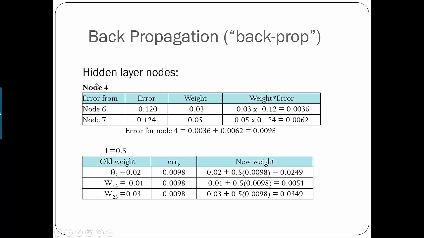And do the same for 4. You have the two errors from node 6 and 7, multiply by the corresponding weights, and you get the total error attributable to node 4, and then you take that error, multiply by L, and you find the new weights. Repeat for node 5. So now you have completed the backward propagation of the error for the first observation.